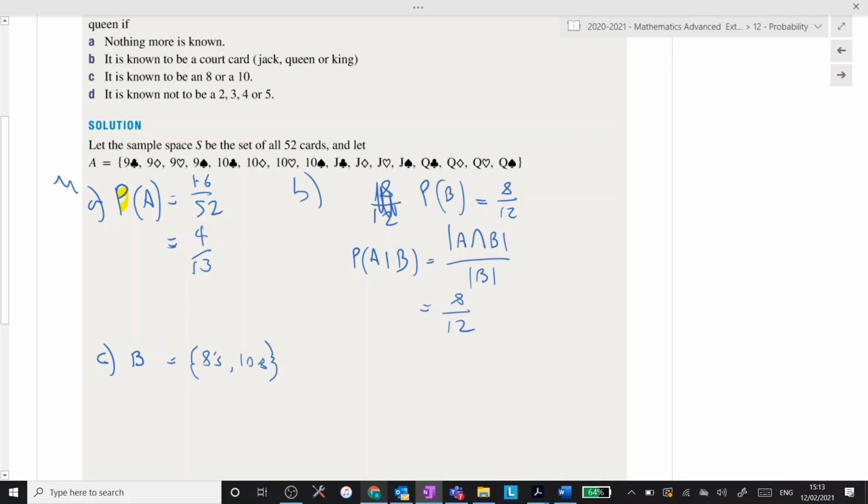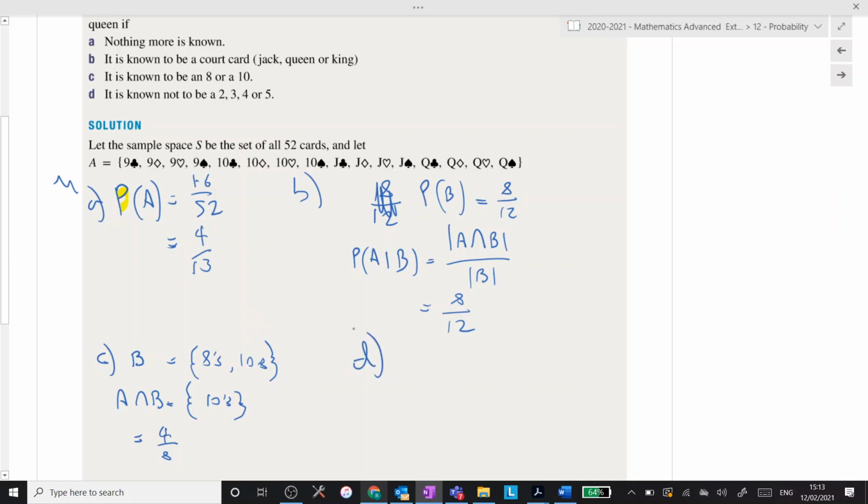Okay, so probability of 8s and 10s. So the reduced one is what? Well, we don't care about the 8s, do we? Because we only had 9, 10, Jack, Queen. So how many have we got? Out of? There you go. And you can simplify that. Last one, I'm not going to simplify it, you can.